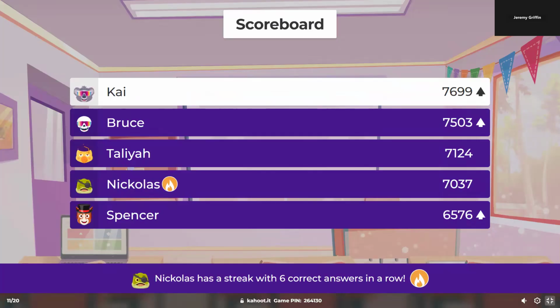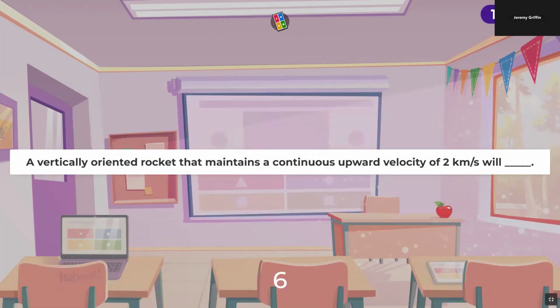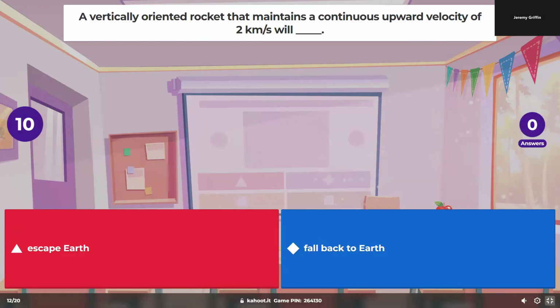Spencer, Nicholas, Talia, Bruce, Kai. A vertically oriented rocket that maintains a continuous upward velocity of, let's say, real slow, like 2 kilometers per second. As long as it's constant velocity, maybe it has the engines firing, just keep going.